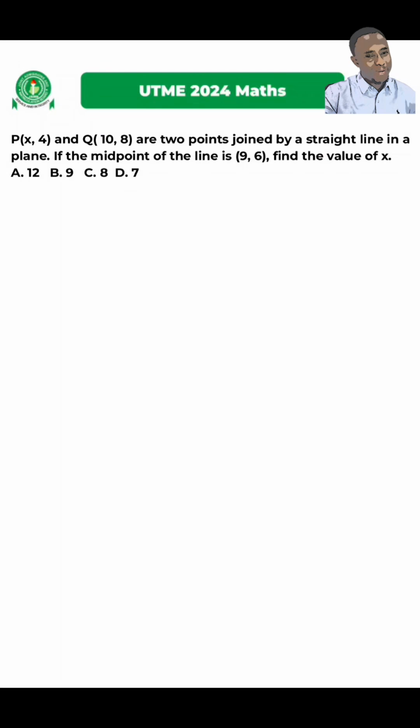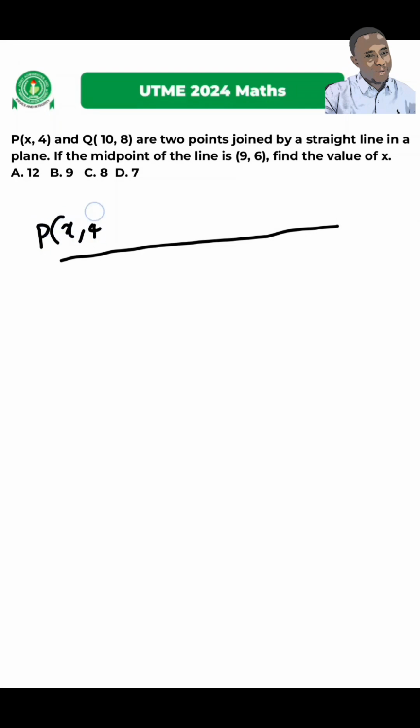24. P(x, 4) and Q(10, 8) are 2 points joined by a straight line in a plane. If the midpoint of the line is (9, 6), find the value of x. So to solve this question, I want to draw a straight line, which definitely does not speak to scale or coordinate, but I mean just to have a mental picture of what we're doing.